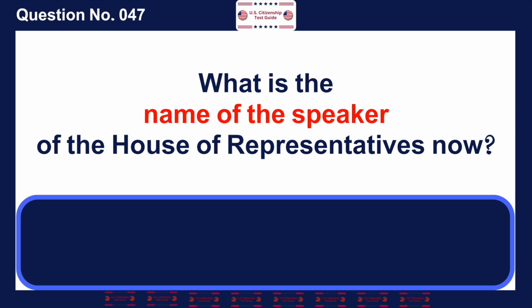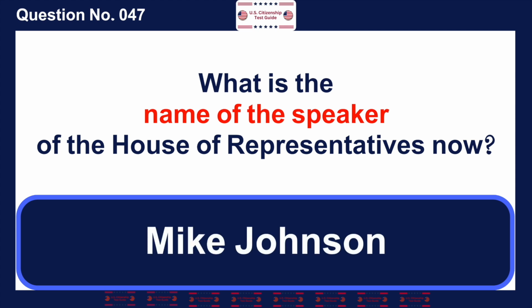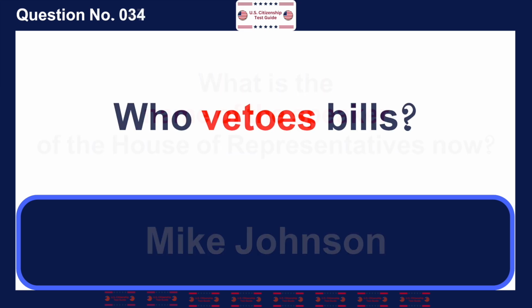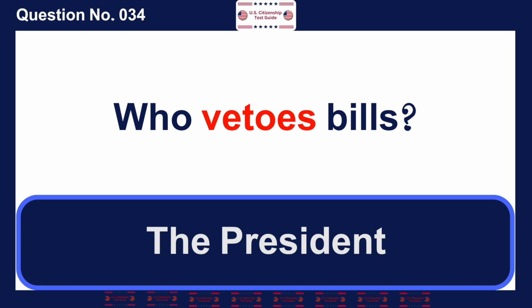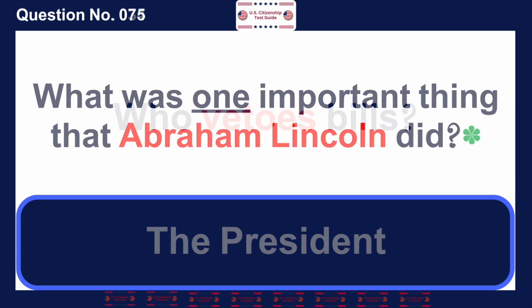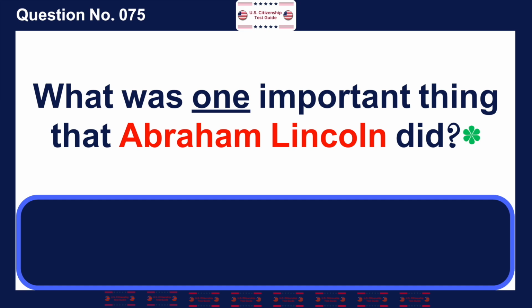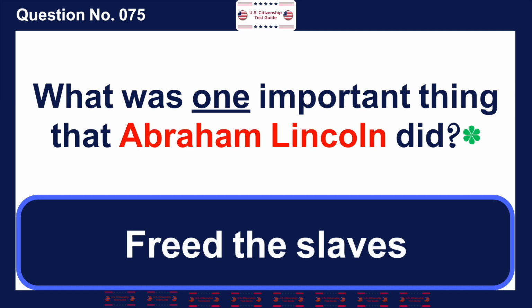What is the name of the Speaker of the House of Representatives now? Mike Johnson. Who vetoes bills? The President. What was one important thing that Abraham Lincoln did? Freed the slaves.